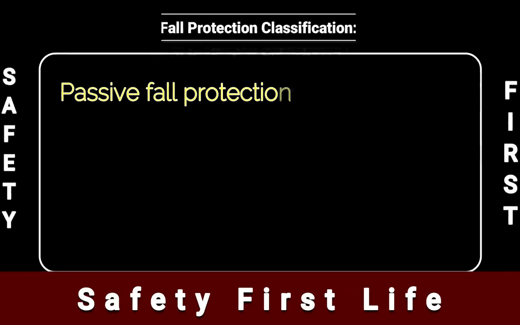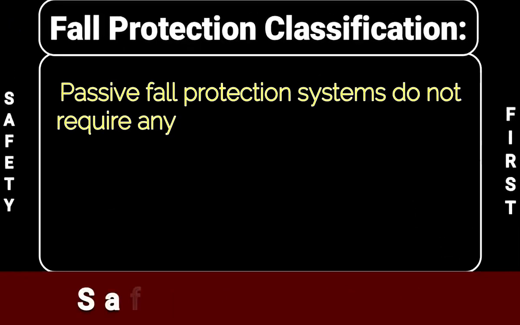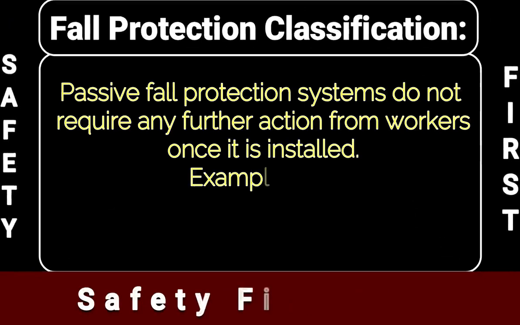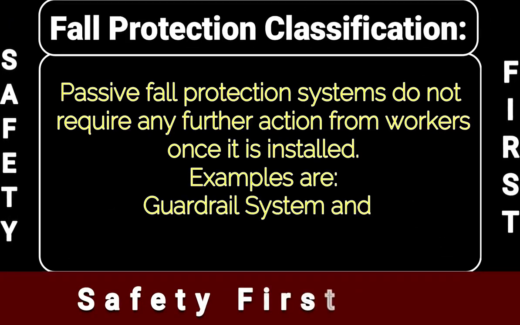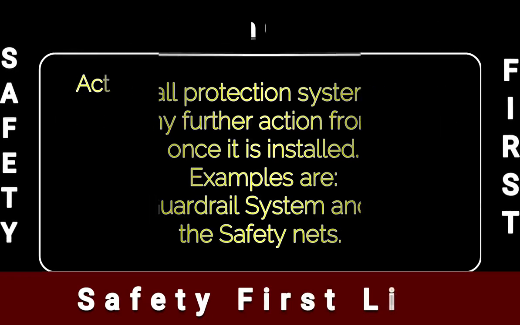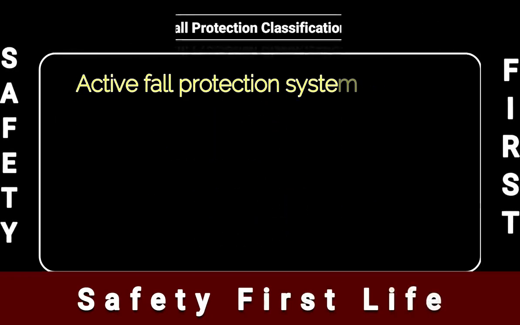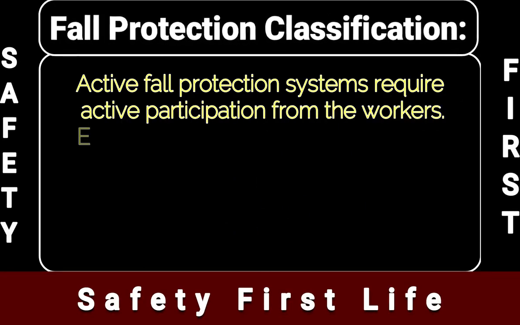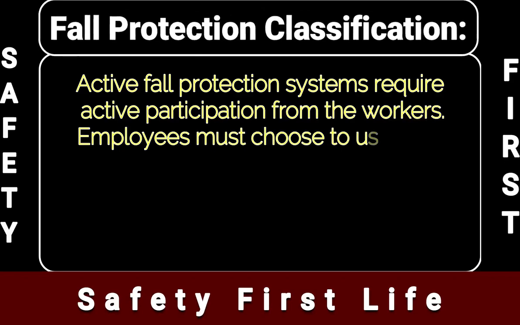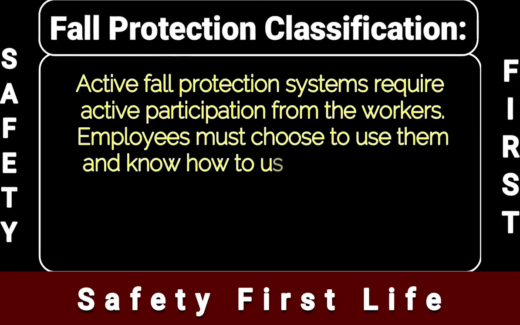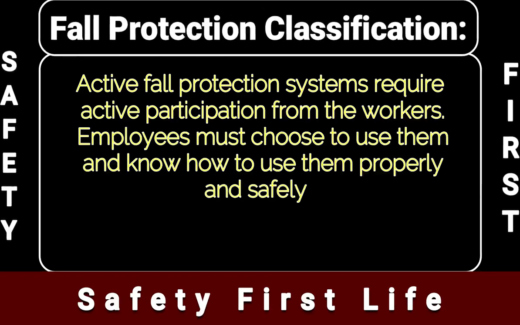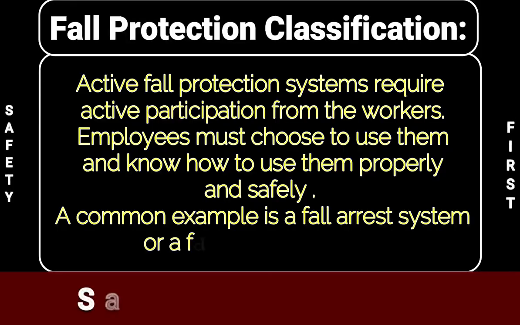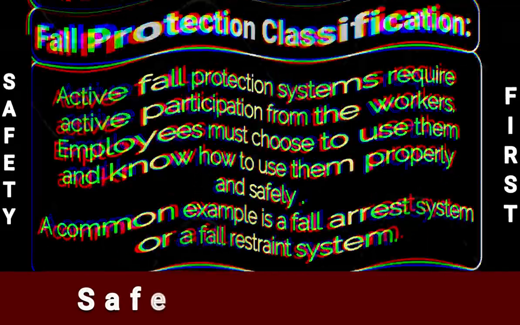Fall protection systems can be classified into two main categories: passive and active. Passive fall protection systems don't require any further action from workers once installed. Examples are guardrail systems and safety nets. On the other hand, active fall protection systems require active participation from the workers. Employees must choose to use them and know how to use them properly and safely. A common example of an active fall protection system is a fall arrest or fall restraint system.